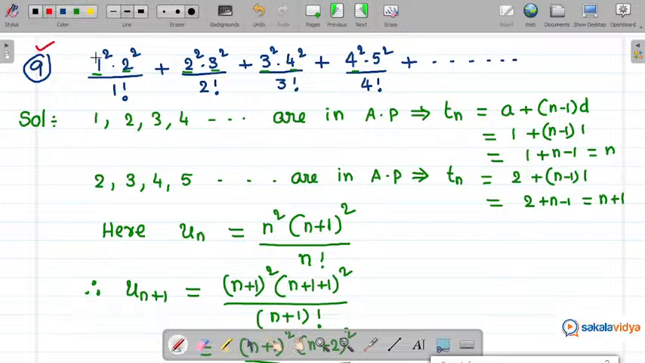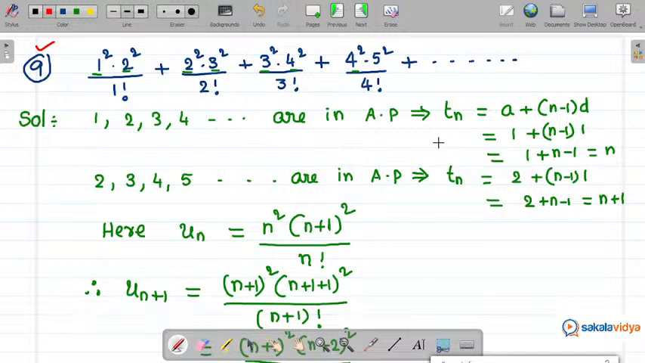Here, the ninth question: 1 square into 2 square by 1 factorial, plus 2 square into 3 square by 2 factorial, plus 3 square into 4 square by 3 factorial, plus 4 square into 5 square by 4 factorial, plus so on. Without finding the nth terms of the respective arithmetic progressions, we can directly write the nth term here. Because 1, 2, 3, 4, that is 1 square, 2 square, 3 square, 4 square, means obviously n square.